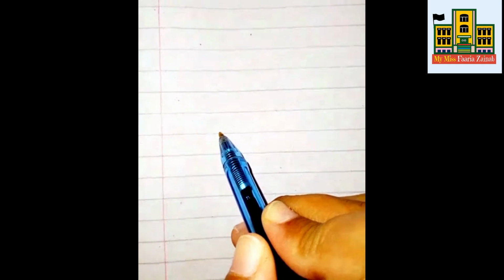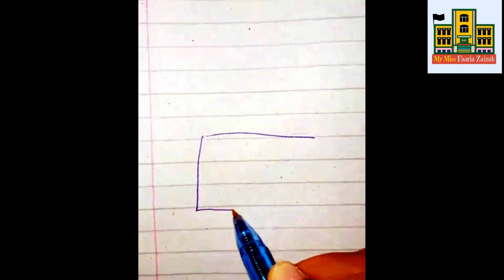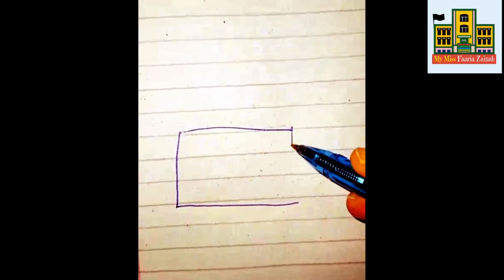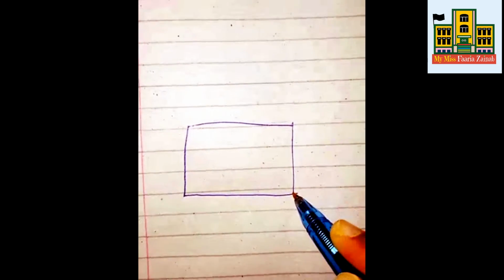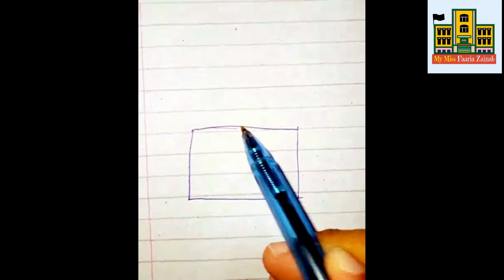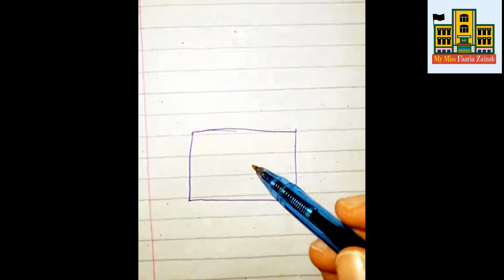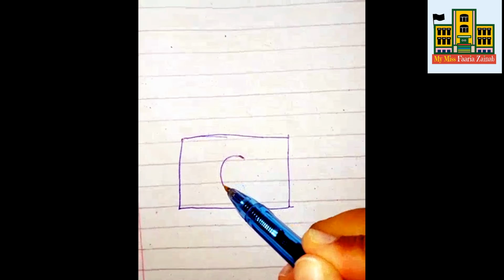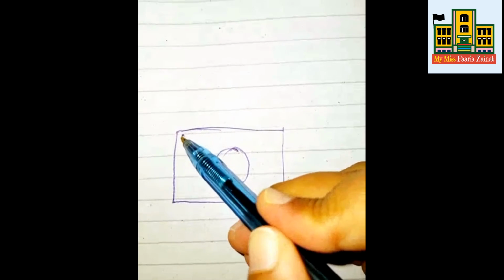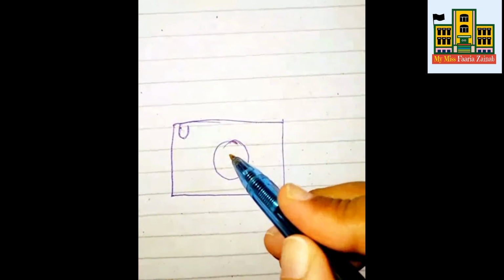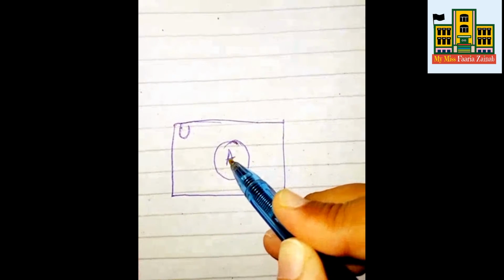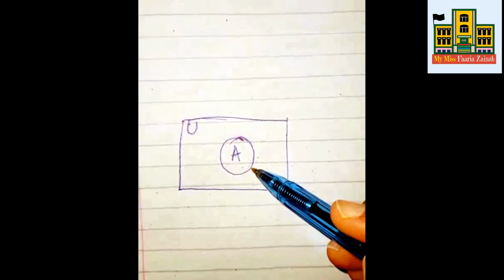Students, in a Venn diagram, a universal set is represented by a rectangle, just like that. We should use a scale to draw a rectangle, and the other sets are represented by simple closed figures inside the rectangle. Let's say the simple closed figure would be a circle. So we will write here U for the universal set, and A, suppose we are taking a set A, and this is a closed figure.